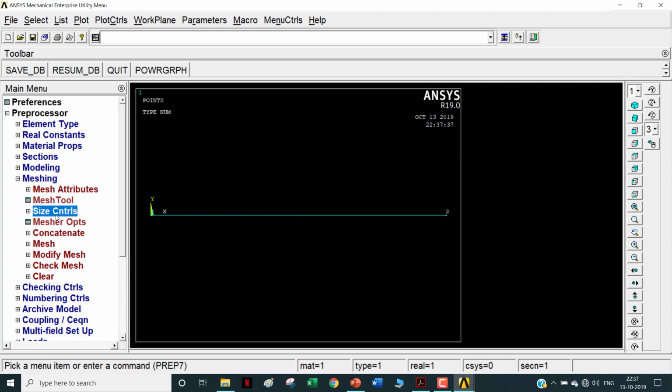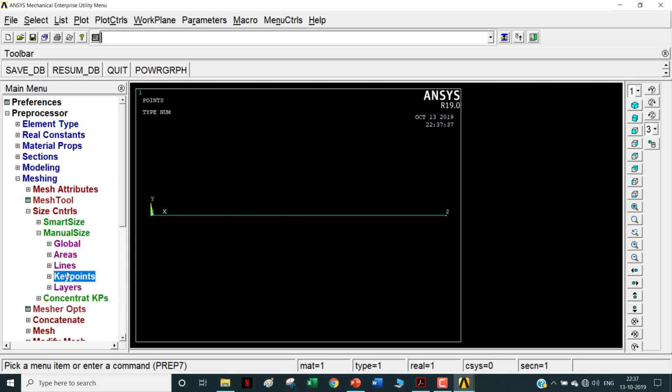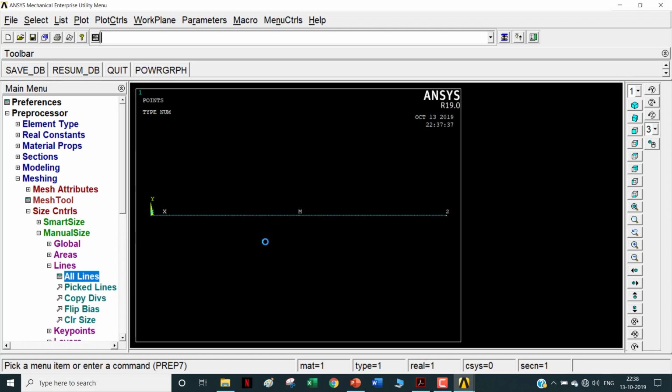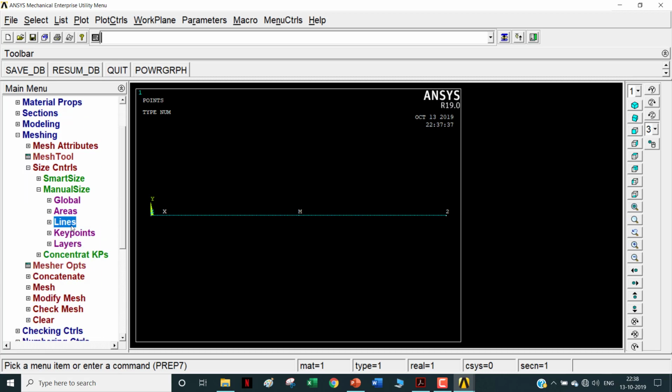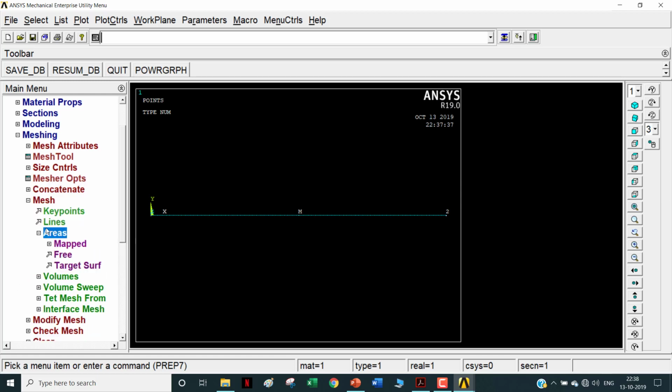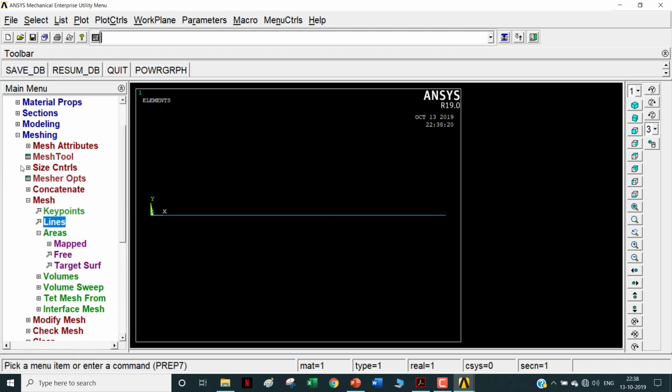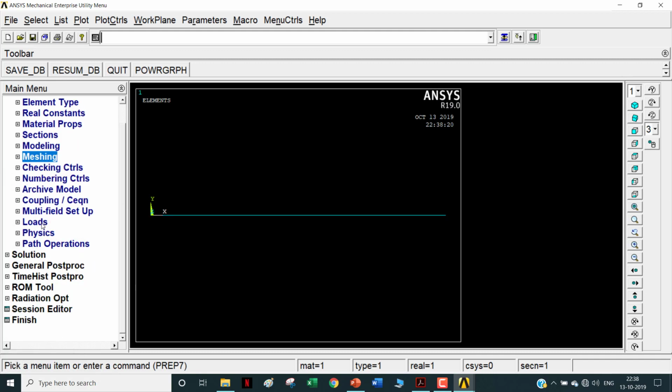So I can directly go to size control, panel size, lines, all lines, and let me divide it into, say, 200 elements. You can divide as you want, depending on your computer, that is the memory and your processor speed. So I'll just divide it into 200 elements and mesh lines. I'll select this line and click on OK. Yeah, it's meshed.